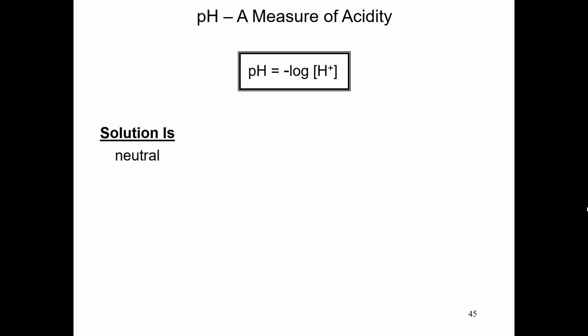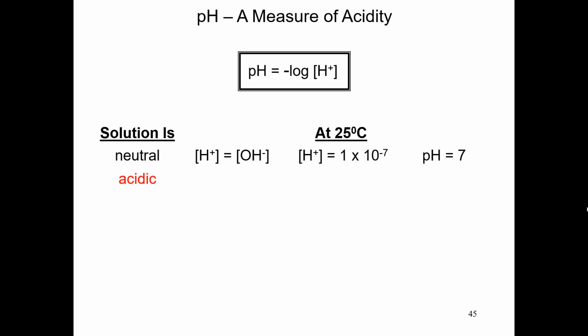So if the solution is neutral, that means that the hydrogen ion concentration and the concentration of hydroxide are the same. Since the product of those at 25 degrees has to be 10 to the negative 14, in order for them to be the same, that means that the hydrogen ion concentration has to be 10 to the negative 7 molar. So if you take minus the base 10 logarithm of that number, you reach a pH equals 7. So a neutral solution has a pH of 7.